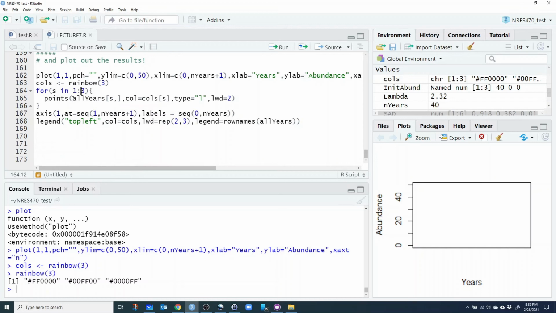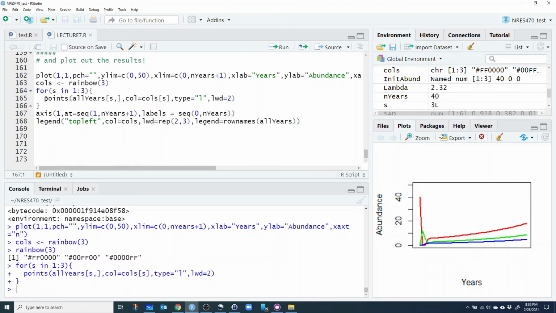And for each time, we're going to plot out the trajectory of abundances in the juvenile stage, and then we'll do the trajectory of abundances in the subadult stage, and then the adult stage. And each time, we're going to use a different color, and we're going to connect them with lines. This type equals L just means we'll connect them with lines, and the line width, we're just going to make it a little bit wider than a normal line so we can see it better. And there we go. That's our trajectory over the next 40 years.